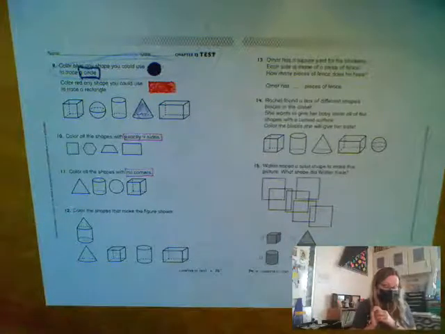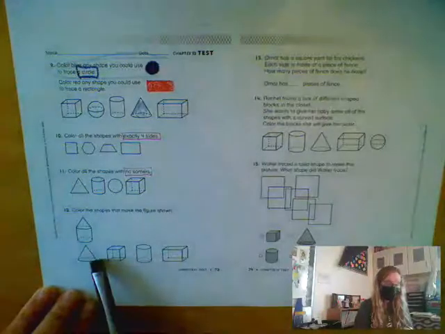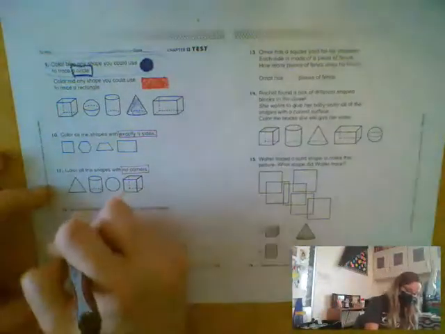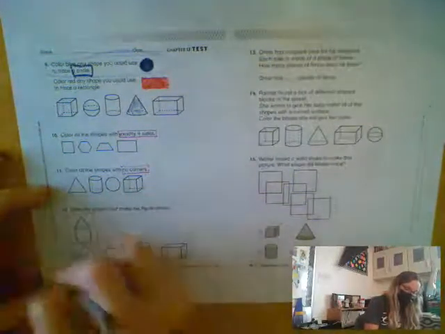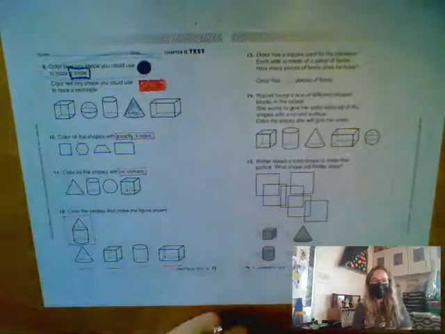Number 12, what 2 shapes down here would you use to make this shape up here? So you're building this new shape right here. What 2 shapes down here would you use to build it? Color those 2 shapes.